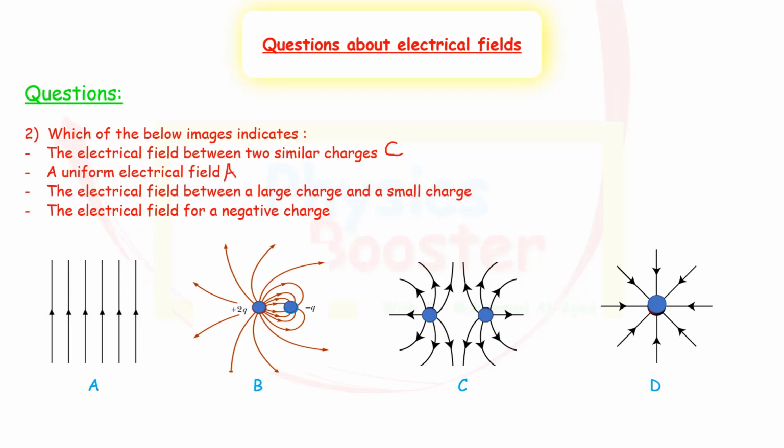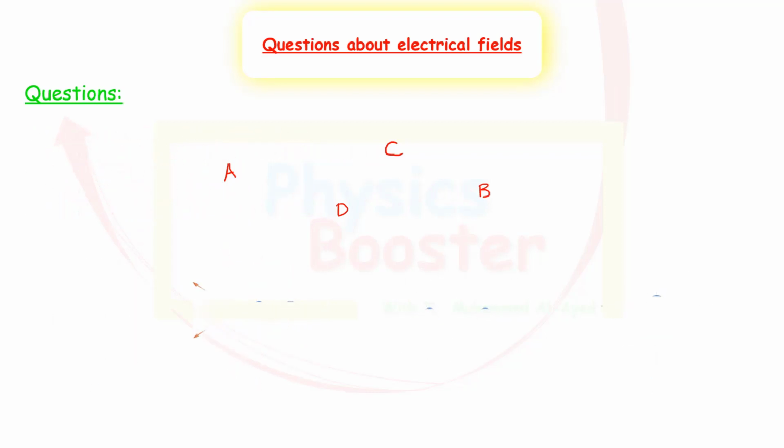Now, an electrical field between a large charge and a small charge, we've seen this before, so it's obviously B. And finally, the electrical field for a negative charge: we can see that the lines are going inside, towards the particle, so this means that it has a negative charge, so the answer here is D. So we kind of have to memorize the shapes for different types of electrical fields.